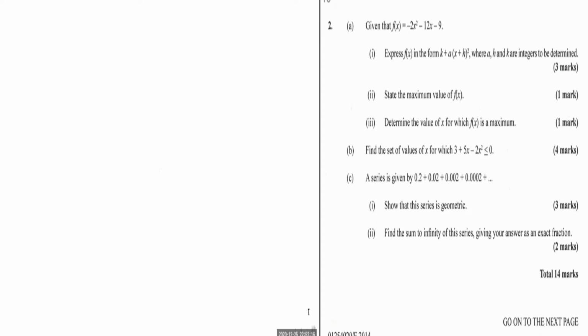The next part of the question says find the set of values for x for which 3 plus 5x minus 2x squared is less than or equal to 0. So this is part B. It says find the set of values for x, for which 3 plus 5x minus 2x squared is less than or equal to 0.